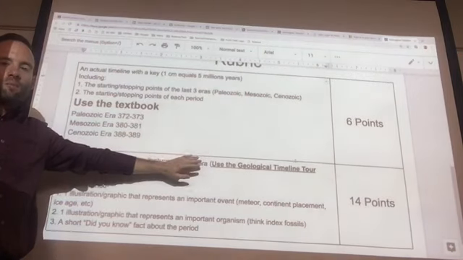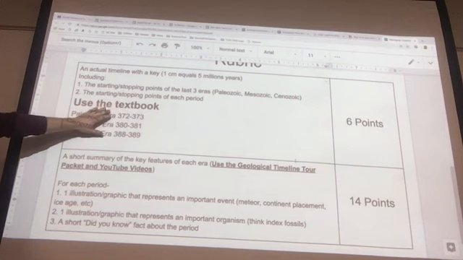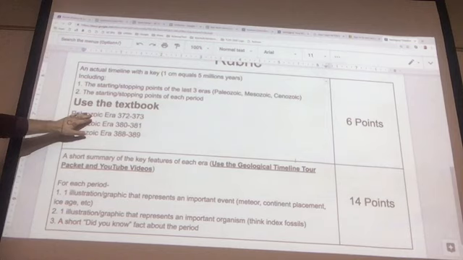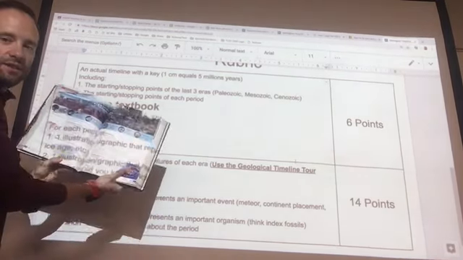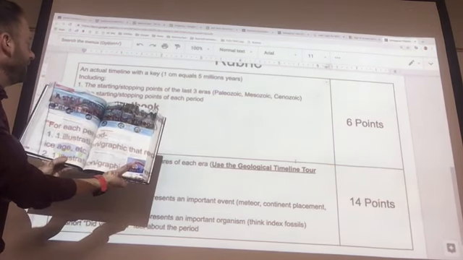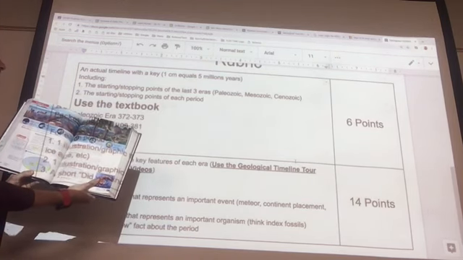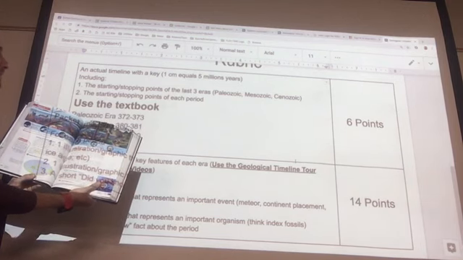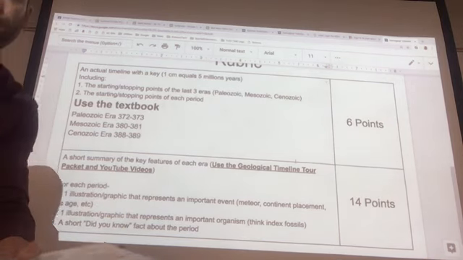So what's going to be your best resources? For the actual timeline, you'll want to use the textbook. Pages 372 to 373 has the exact starting and stopping points of each period of the Paleozoic. 380 to 381 have all the starting and stopping points of the periods in the Mesozoic era, and 388 to 389 have all the starting and stopping points of the periods of the Cenozoic era.